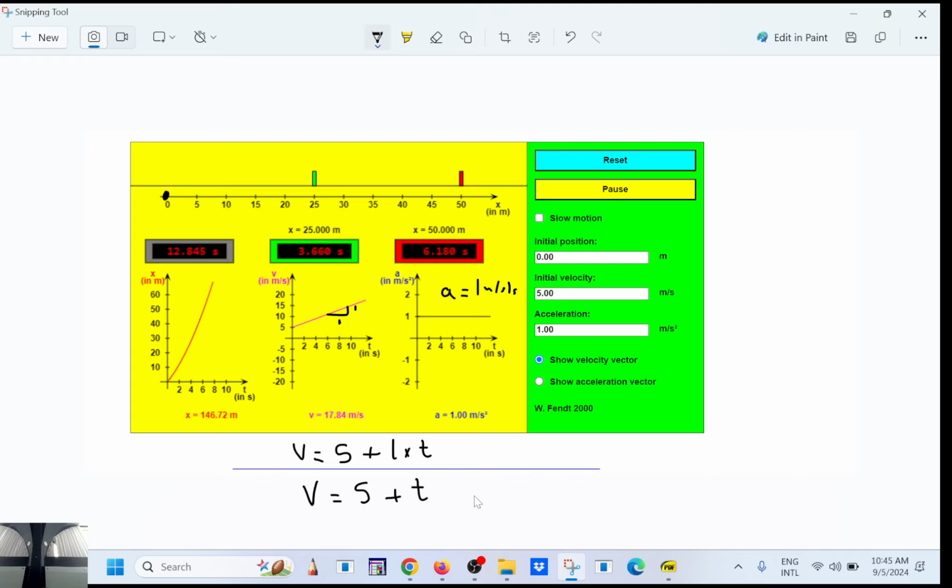Now, if you take the derivative, what do you get? If you take the derivative here, what's the coefficient? 1. It's an invisible 1. So the derivative will give you 1 meter per second per second. Yes, someone asked me something?